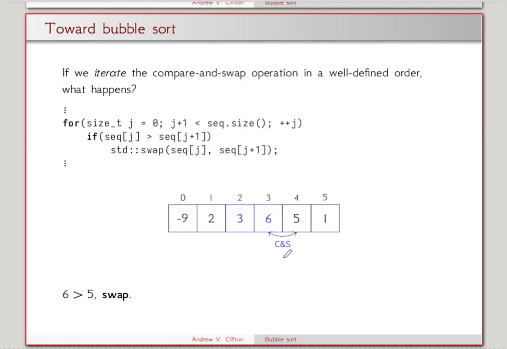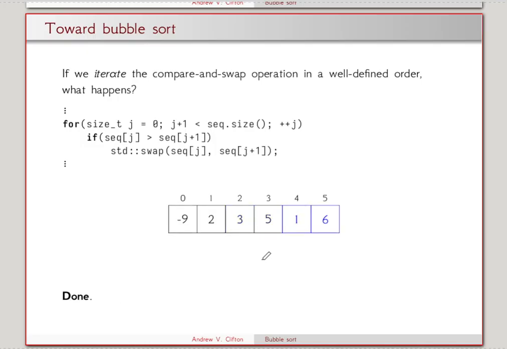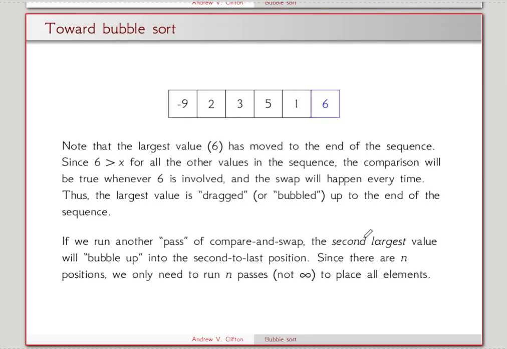6 is greater than 5, so we swap. 6 is greater than 1, so we swap. When we're done, this is what my sequence looks like. The 6 got dragged all the way to the end of the sequence. So 6 moved to the end because it is the largest value that we started with.